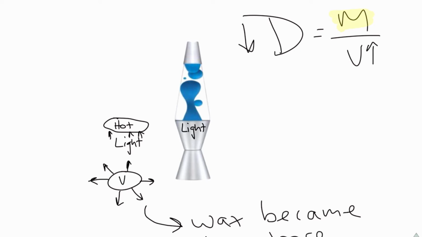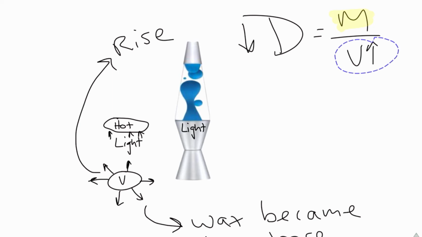Not only did it become less dense, its density decreased to the point where it was less dense than the water. And when it was less dense than the water, then the whole blob of wax was able to rise. So that's why the wax rose. It heated up, its volume expanded. When its volume expanded, it became less dense. Its density dropped so much that it became less dense than the fluid or the water that's inside the lava lamp, and then the blob of wax was able to rise.